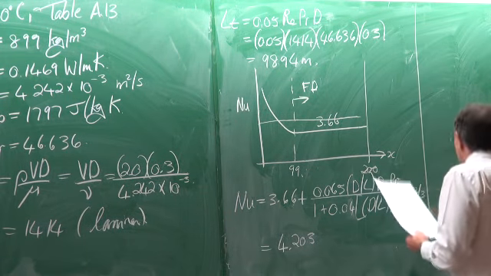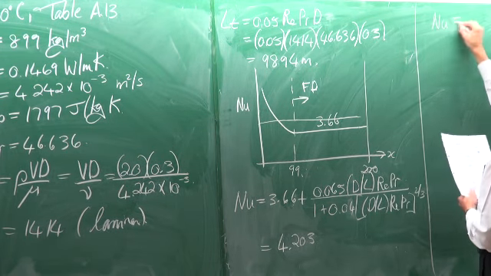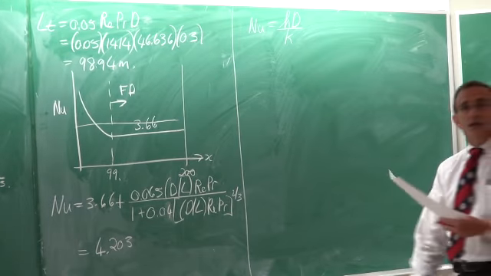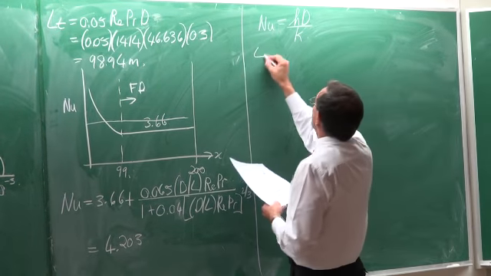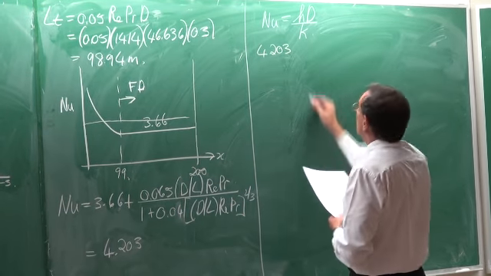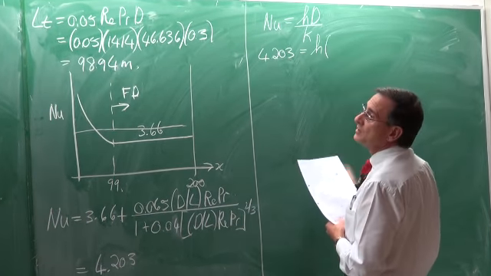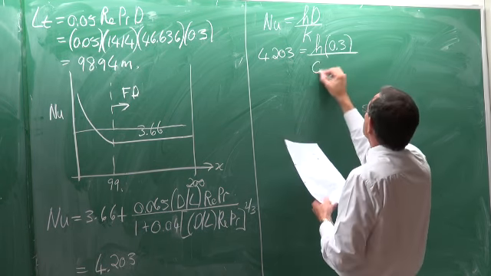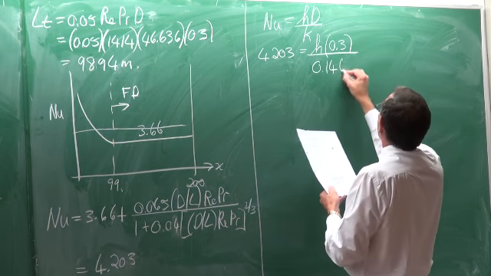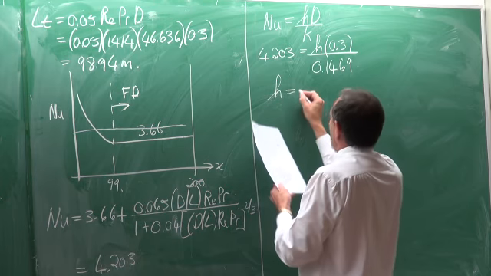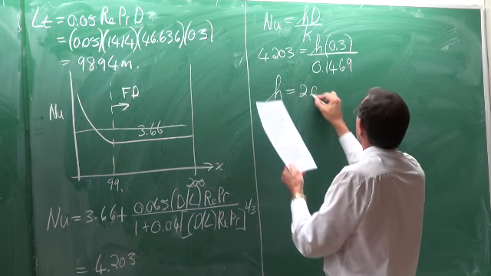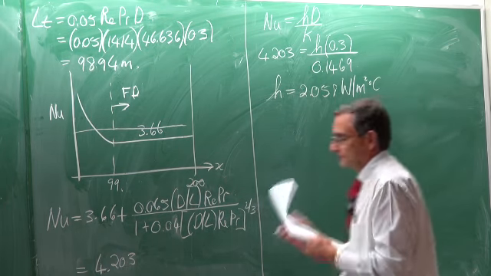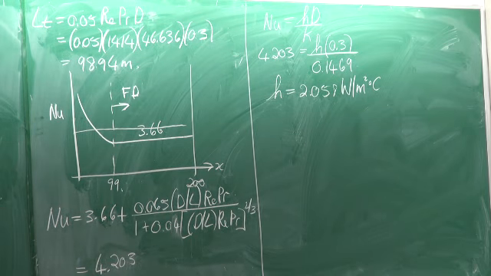Right? Now we've got the Nusselt number, now we can get the heat transfer coefficient. The Nusselt number is the heat transfer coefficient multiplied by the diameter divided by the thermal conductivity. The Nusselt number we have solved as 4.203 is equal to the heat transfer coefficient multiplied by the tube diameter, which is 0.3, divided by the thermal conductivity of the oil, 0.1469. Therefore, we can solve the heat transfer coefficient as 2.058 watts per square meter degree Celsius.